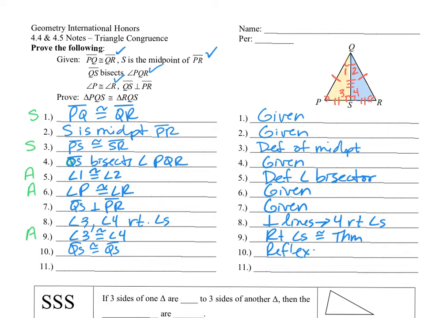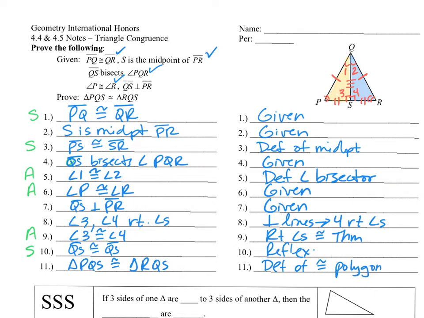So now if you take a look at our list, we have another pair of sides congruent. We have 1, 2, 3 pairs of sides, and then 1, 2, 3 pairs of angles. So what we have shown through this proof is that all 6 pairs of corresponding parts are congruent. So we have satisfied the definition of congruent polygons. So on our last step, we can say that triangle PQS, the yellow triangle, is congruent to triangle RQS. And the reason why is because we have satisfied the definition of congruent polygons.